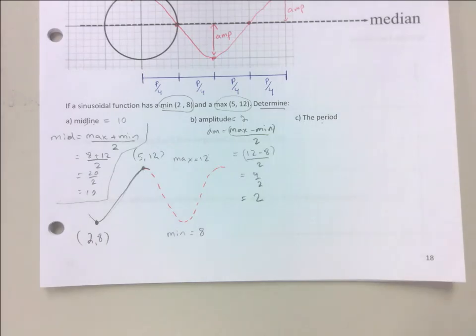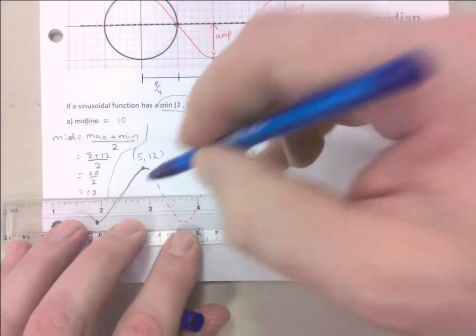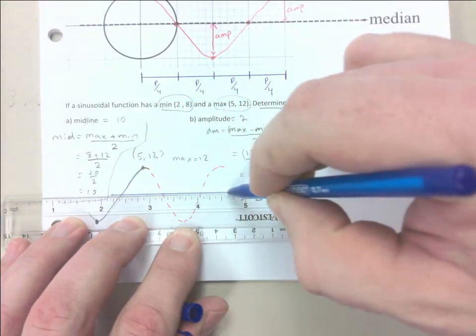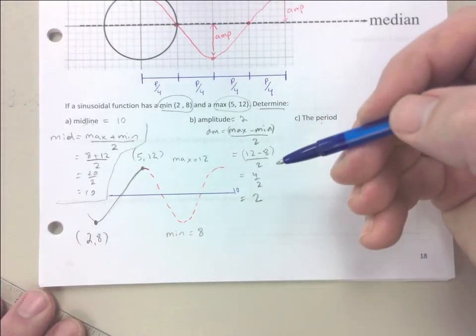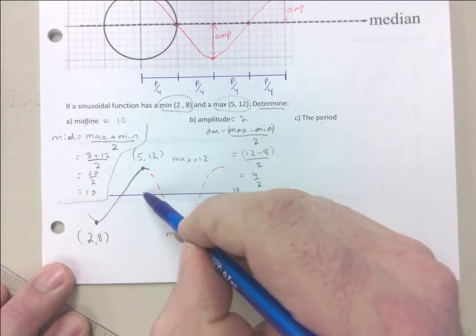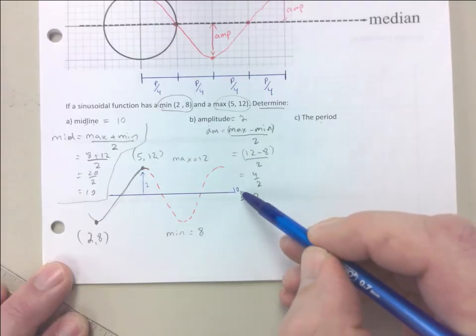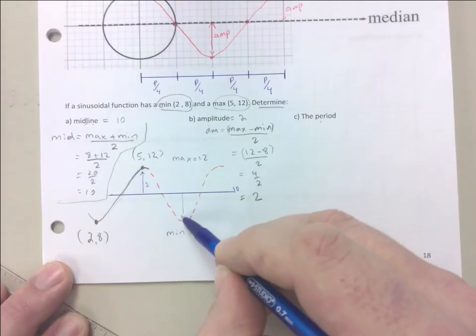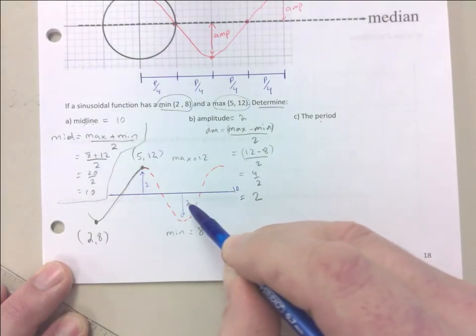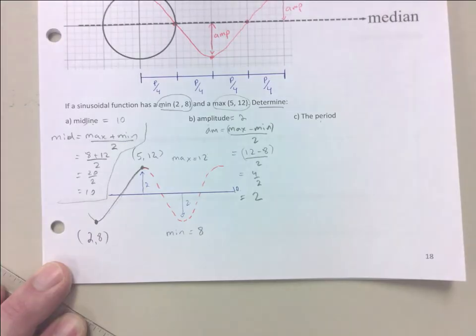Let's put this to the test. Am I doing this right? Technically, we told ourselves that the midline is at 10, right? Does it make sense that if I add 2, my amplitude is 2, right? If I go 10 plus 2, I get to 12. If I go 10 minus 2, I get to 8. So the amplitude is like an elevator, right? It can get you up or down.